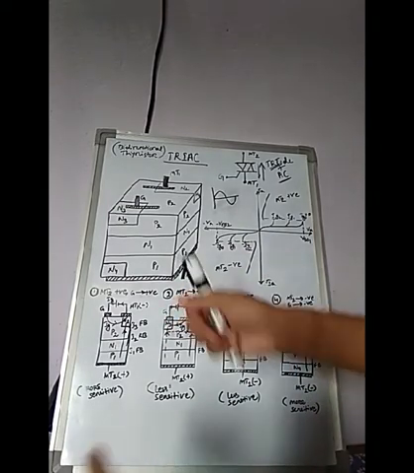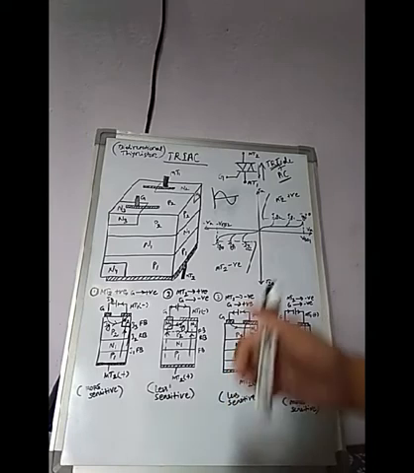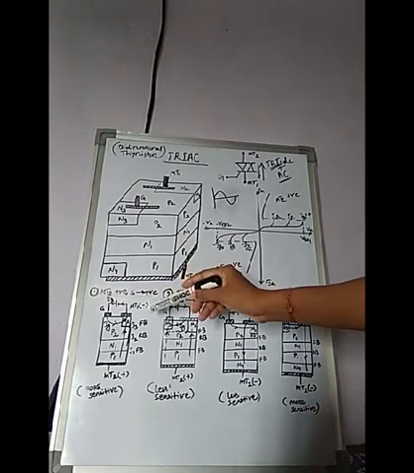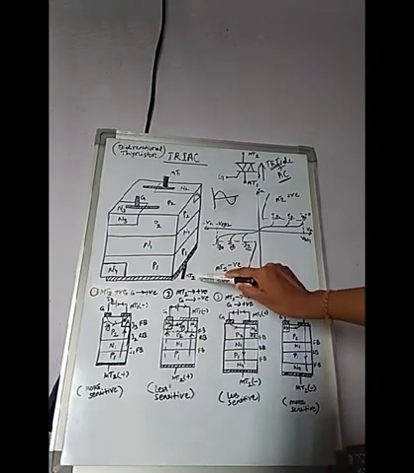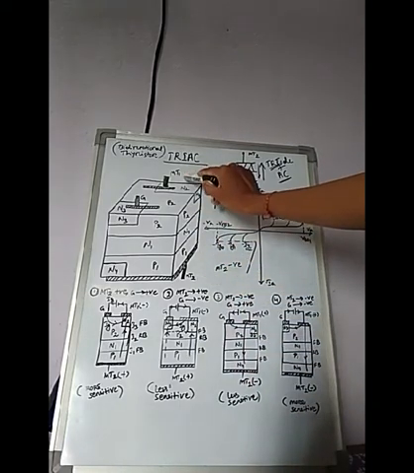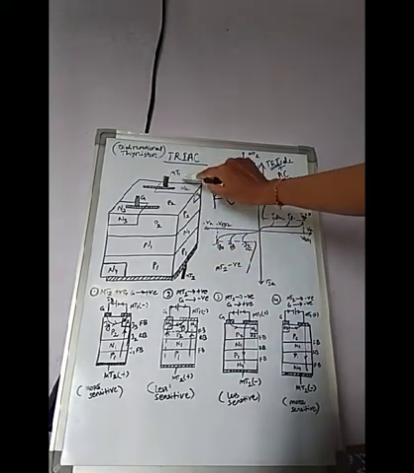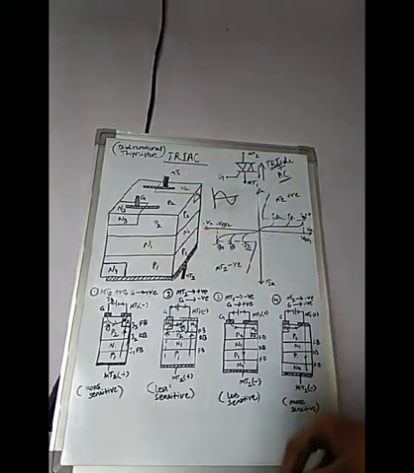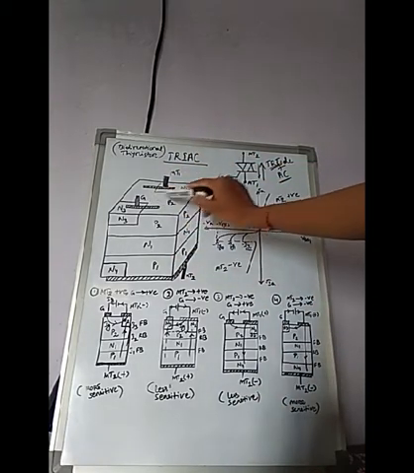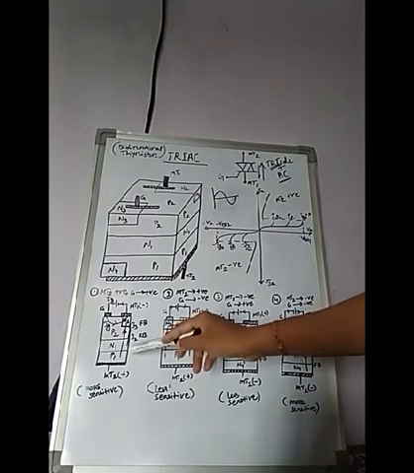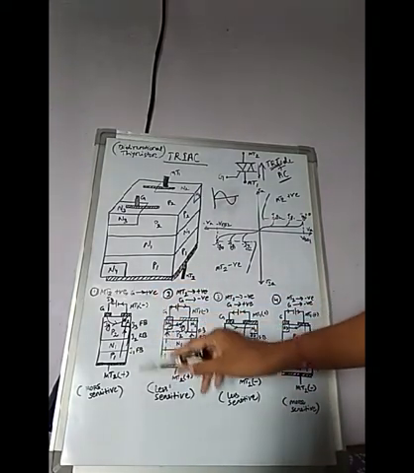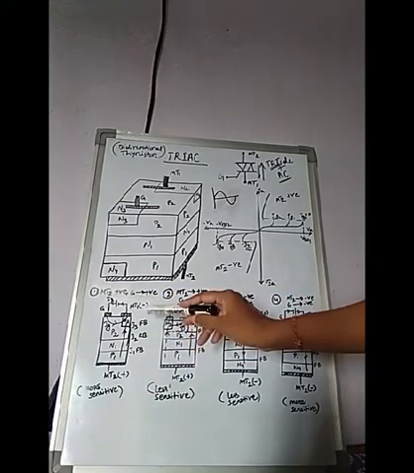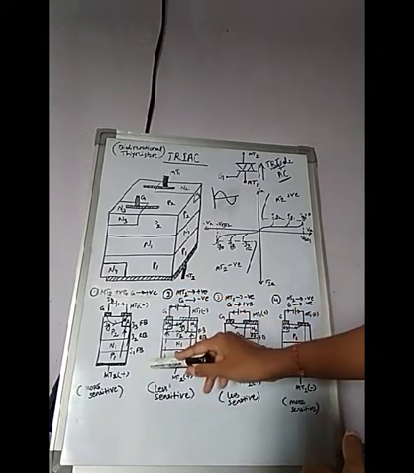The first one is MT2 positive and gate current also positive. That means MT2 is positive with respect to MT1, and the gate is positive with respect to MT1. I draw the layer diagram here so you can understand it in a clearer form. This is the layer diagram.